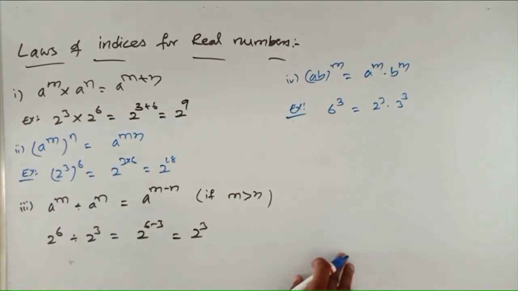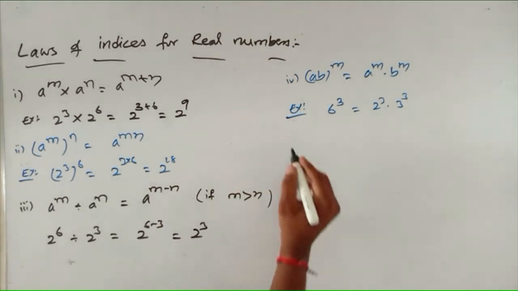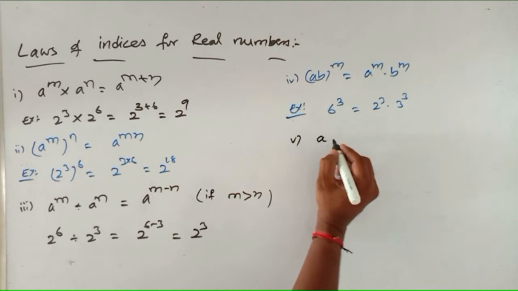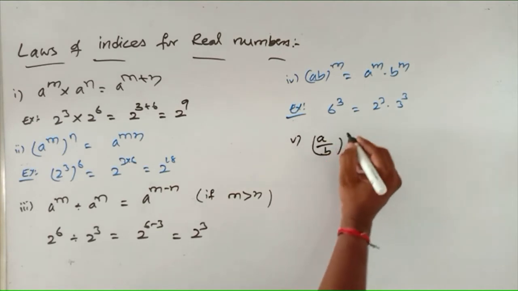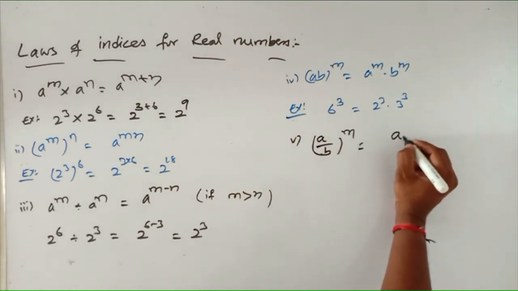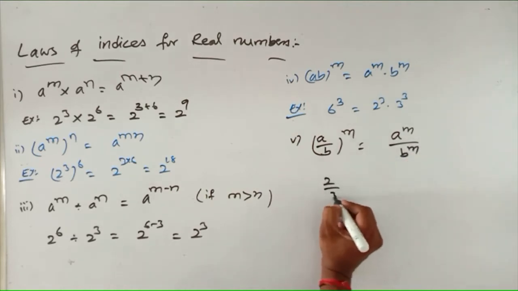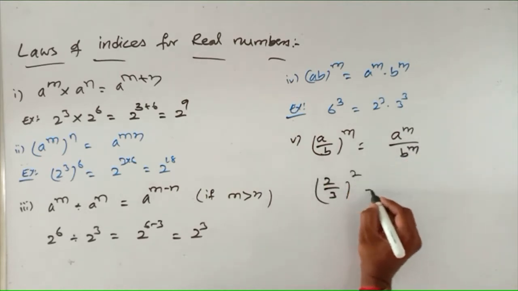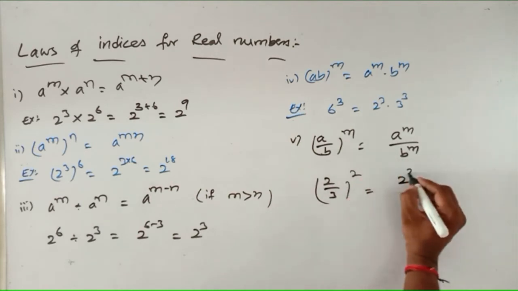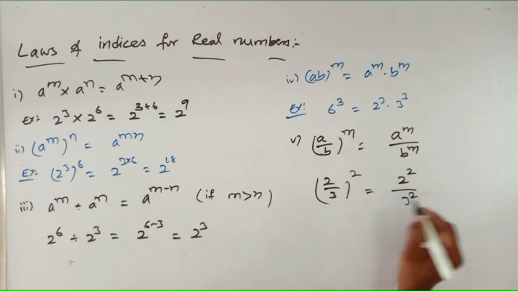In the same way, the next one is the fifth one: a by b whole to the power of m is equal to a to the power of m by b to the power of m. See here, I am taking 2 by 3. Example, 2 by 3 whole to the power of 2 is equal to, simply split this, 2 square by 3 square.